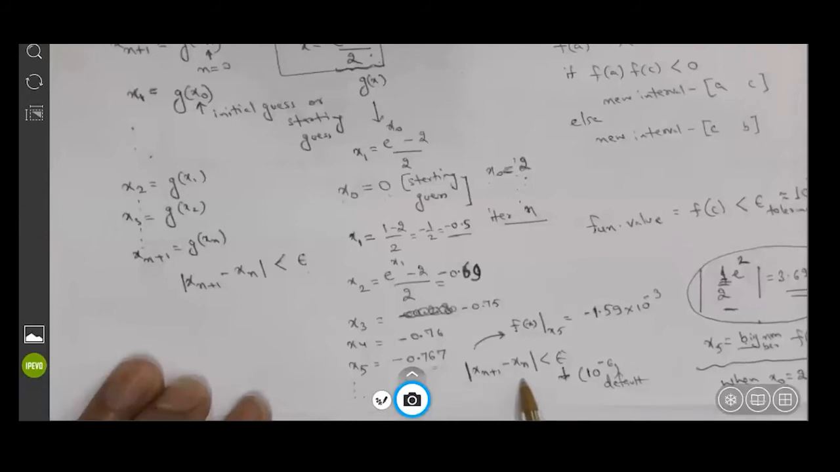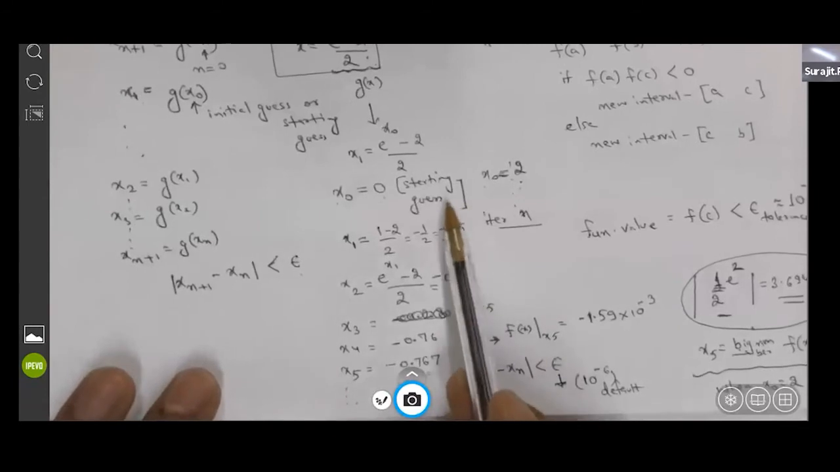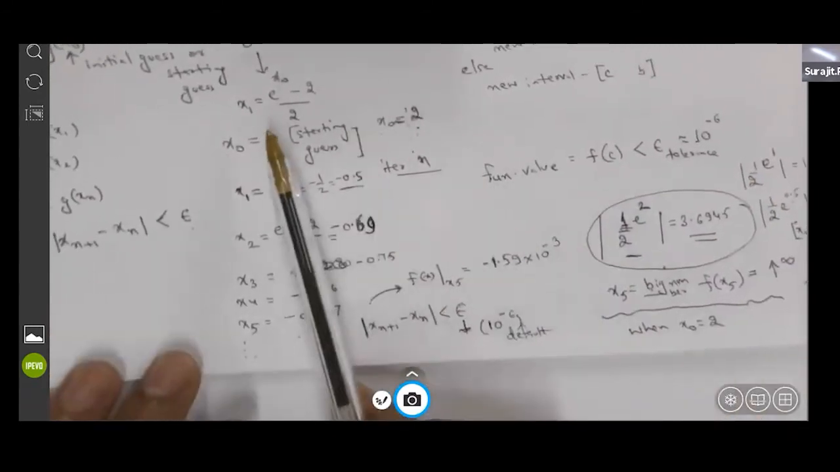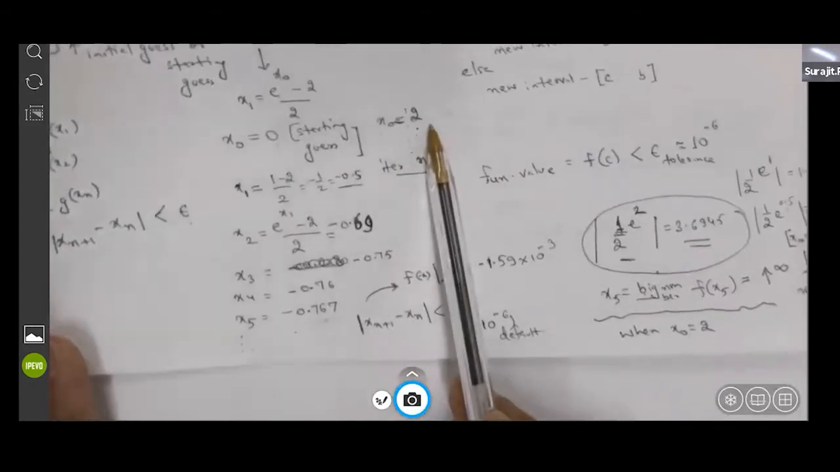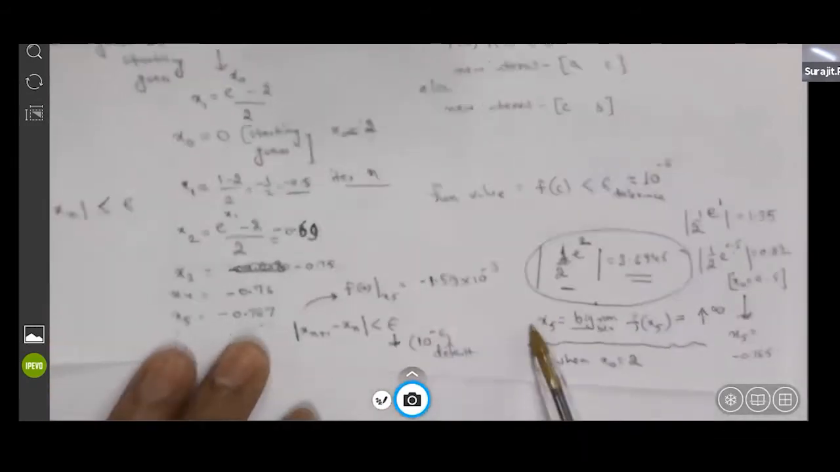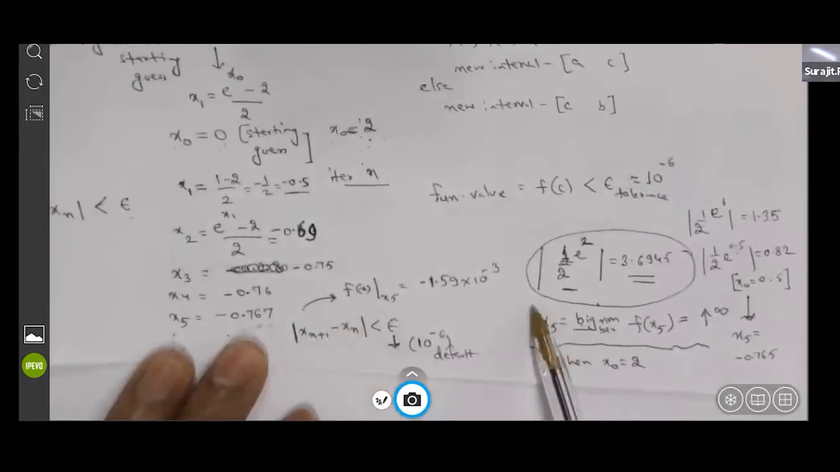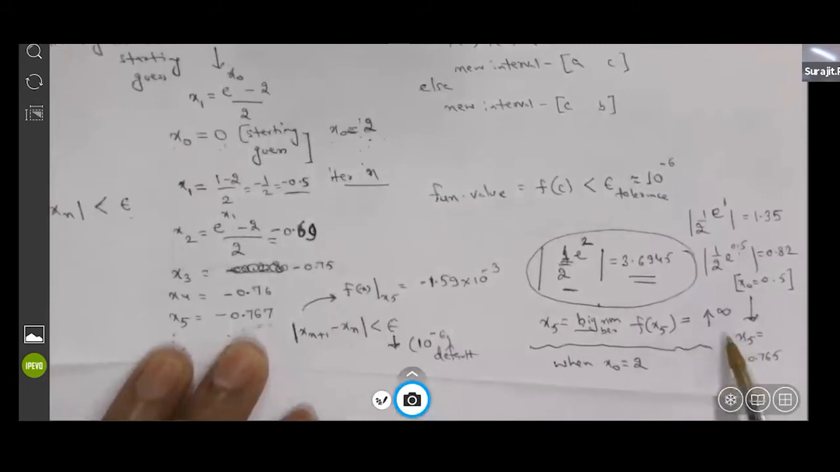Now, at the same time, if I change the starting guess from x naught equals 2 to x naught equals 0, you just found out that the successive values of x are not converging. This relationship will never be satisfied because successive values of x keep increasing and the function value is becoming infinity. So we are basically diverging. We are not able to converge towards our fixed root.